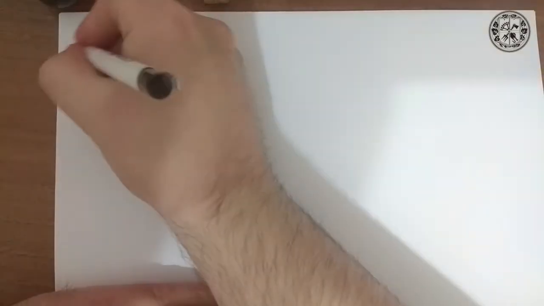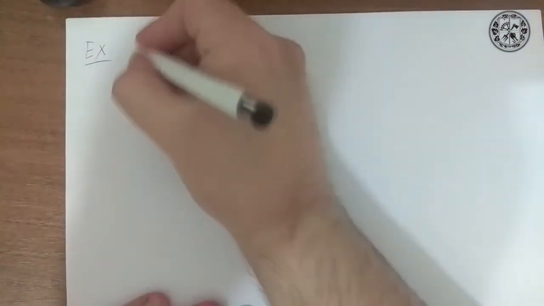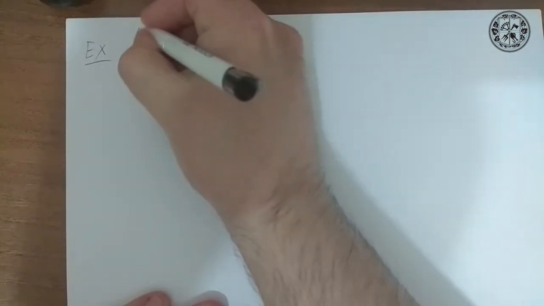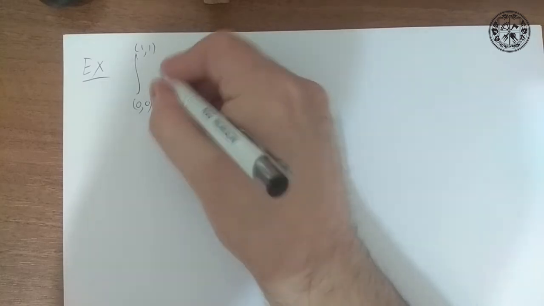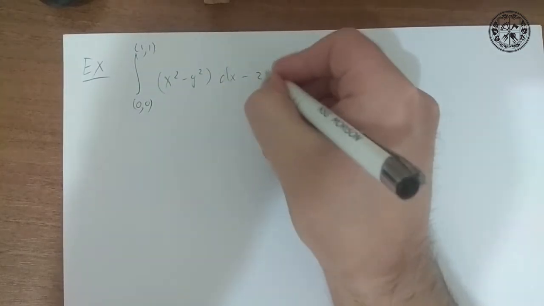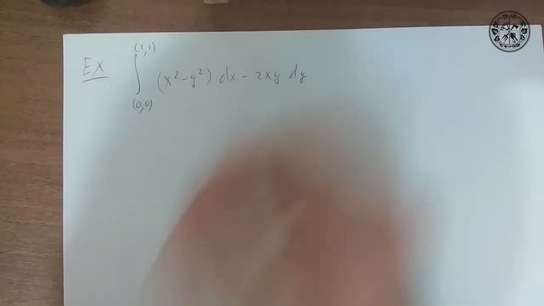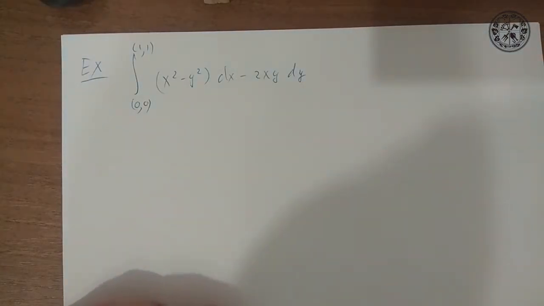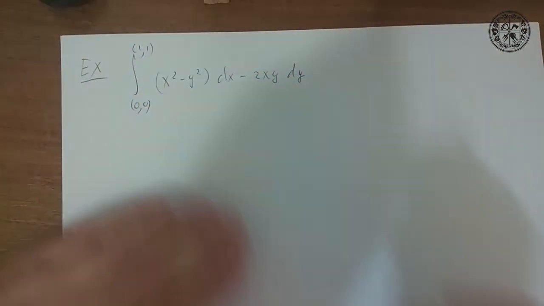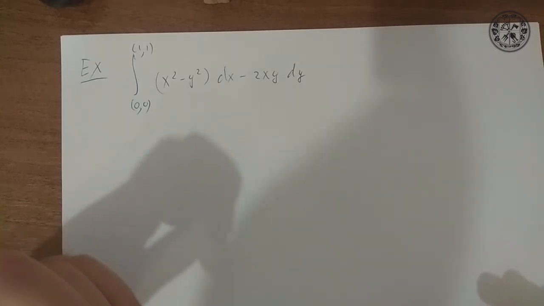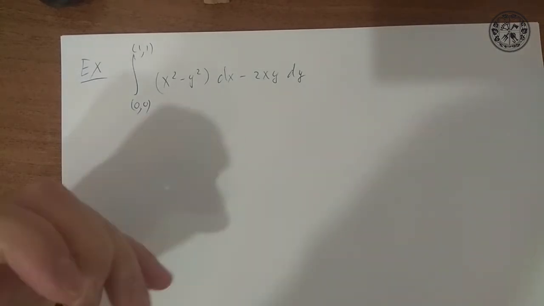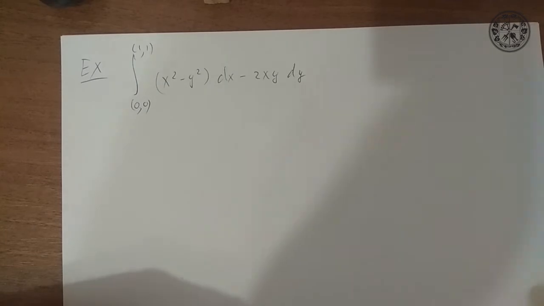Next example. If we have the integral from 0, 0 to 1, 1 of x squared minus y squared dx minus 2xy dy. If this expression under the integral is a full differential of some function, then we are free to use any curve that connects 0, 0 and 1, 1.